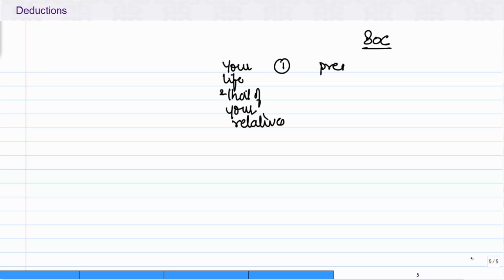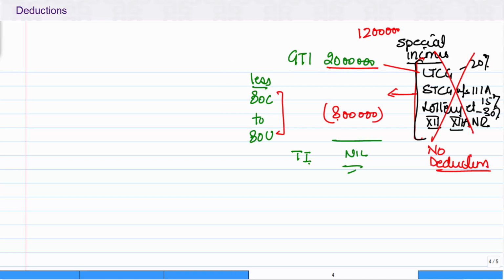Now, picking one at a time, let's start with 80C. What do you get 80C for? I'm going to divide it into three parts. We're going to look at the first part, your life and that of your relatives. So you can take an insurance and pay a premium.